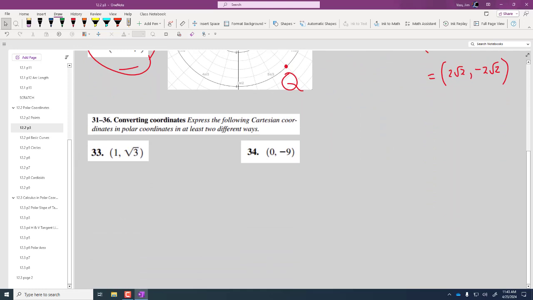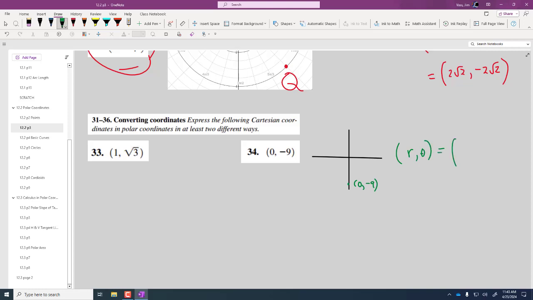All right, let's express the following Cartesian coordinates in terms of polar in at least two different ways. Let's look at this one first. This is interesting because if you look at 0, -9, you're down here. You should just be able to look at it and figure out what r comma theta is. What do you think r is going to be? -9. Oh, 9, if we do it in standard form. Yeah, 9, and then theta would be 3 pi over 2.